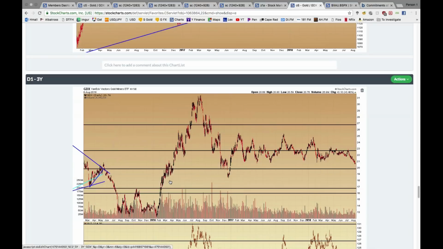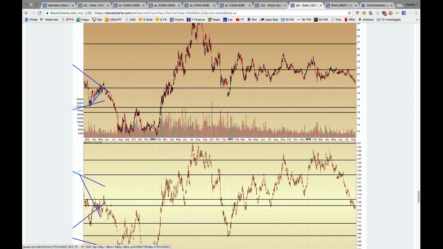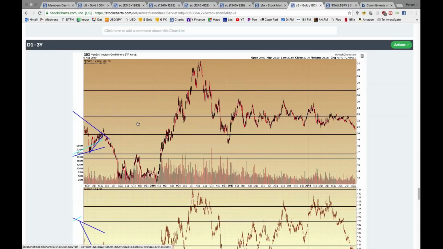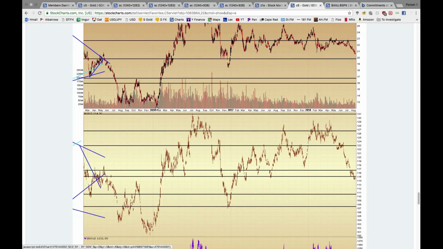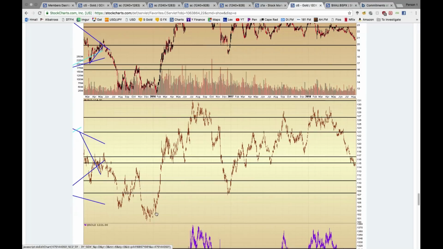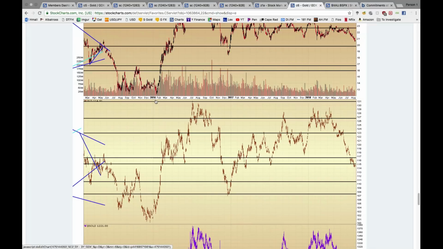Look at right here, for example. We're looking at the GDX on the top, and I have not updated all these charts, but look at this little mini breakdown right at the beginning of 2016, where it made a false little flush down below the previous lows. This did not correspond with a new low in the price of gold. If you look at the price of gold here in February 2016, it was already rounding up, and the miners made this final low flush. Higher low in bullion, lower low in GDX.